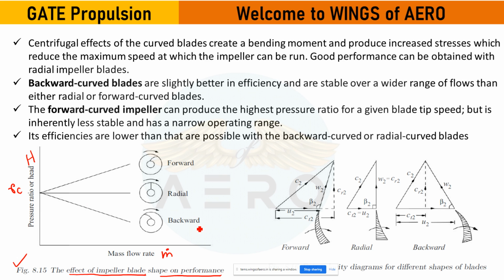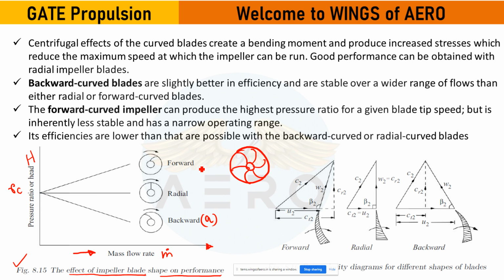Now first look at the backward one, the backward curved blade. If I want to draw it, it will be like this way. So you have to remember the pattern of the blade. Now in this backward one, we can see that as the mass flow rate increases, the pressure ratio is decreasing.